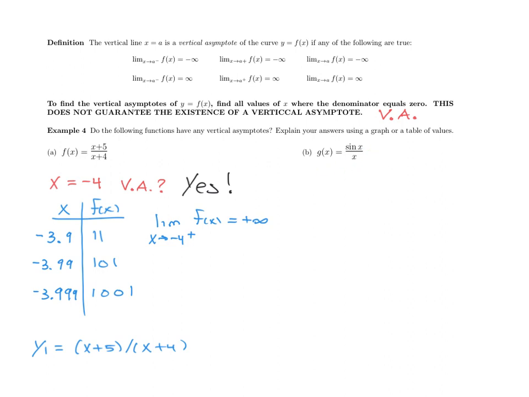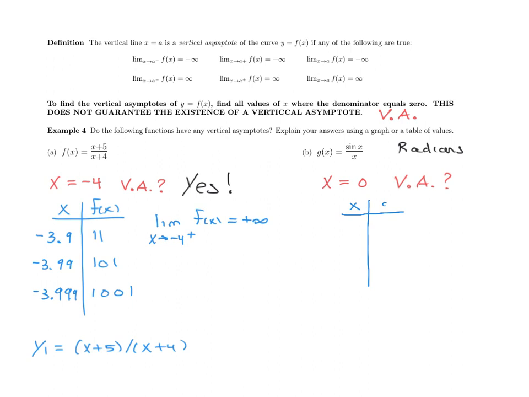Let's try this again in part B, where g of x is equal to sine of x over x. We're going to be using radians here, so make sure your calculator is set to radians mode. There's only one number to consider where the denominator is equal to 0, and that is x is equal to 0 itself. So the question is, is x equaling 0 a vertical asymptote? Again, I could use any one of these limits. Maybe this time I'll try approaching 0 from the left to see if we get either negative or positive infinity.